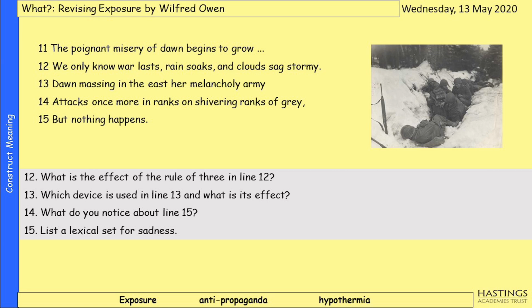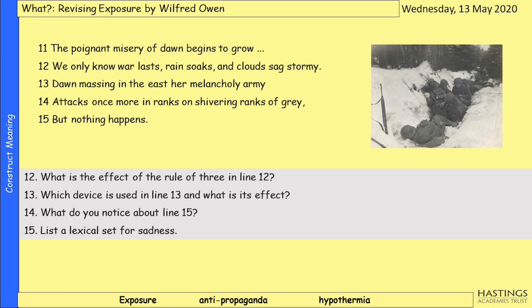And in terms of the rain soaking and clouds sagging stormy, well, we know that the soldiers in World War I spent a lot of time in uncomfortable, non-weatherproof uniform. Very famously, a lot of them suffered from trench foot. So the rain soaking represents the rain soaking into their clothes. However, the clouds sagging stormy shows that the clouds are heavy and ready with another downpour. So they know that more is coming and that there is no let up in their discomfort.